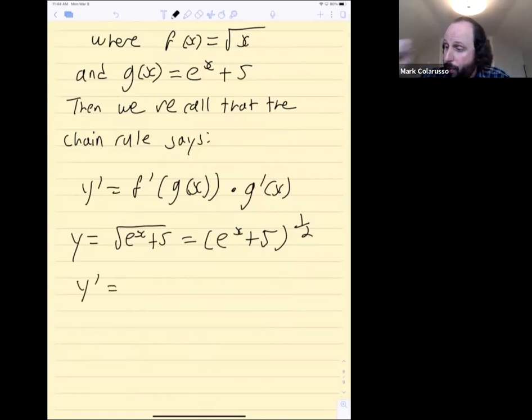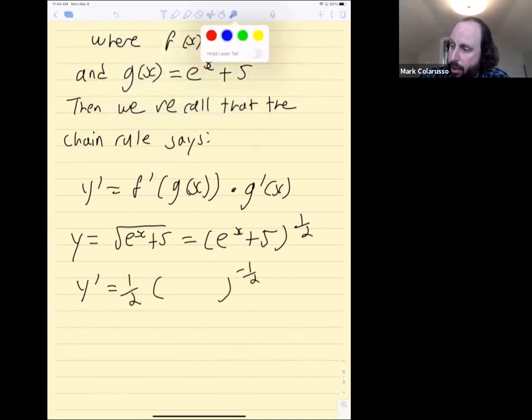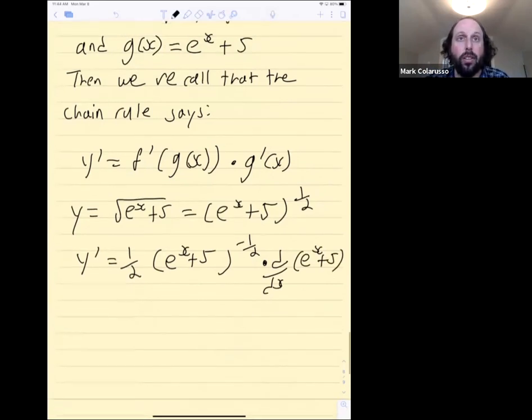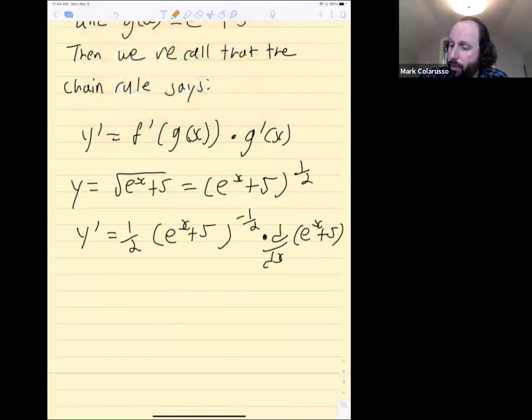So the derivative is the derivative of the outer, so it's the derivative of taking the square root, which is a power function. So the half comes down. I'll just put parentheses here because we're going to have to plug in the inner function, right? So derivative of outer at the inner. So the derivative of taking the square root is half stuff to the minus 1/2. The inner stuff is e to the x plus 5, and then times the derivative of the inner function. So that's the chain rule.